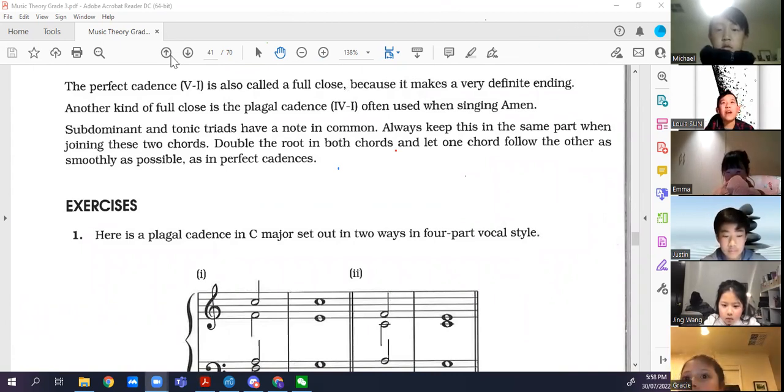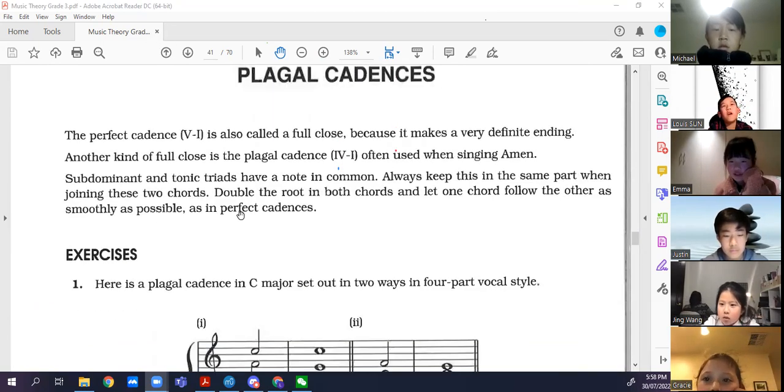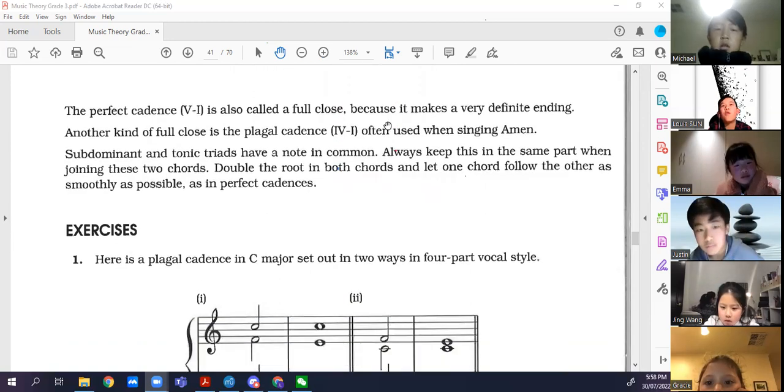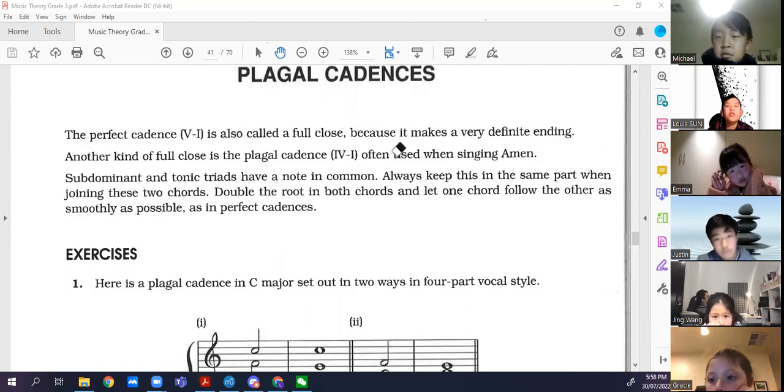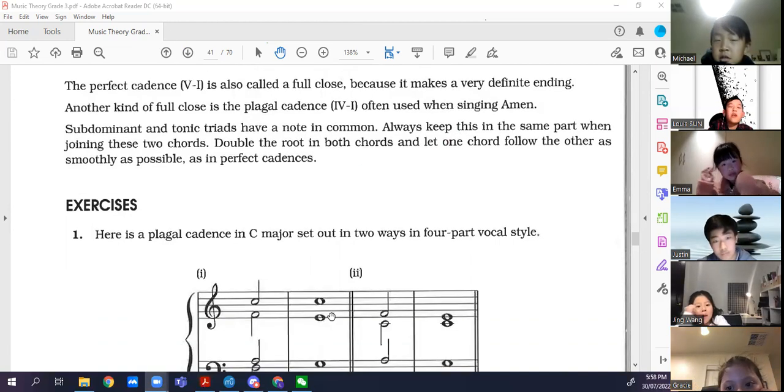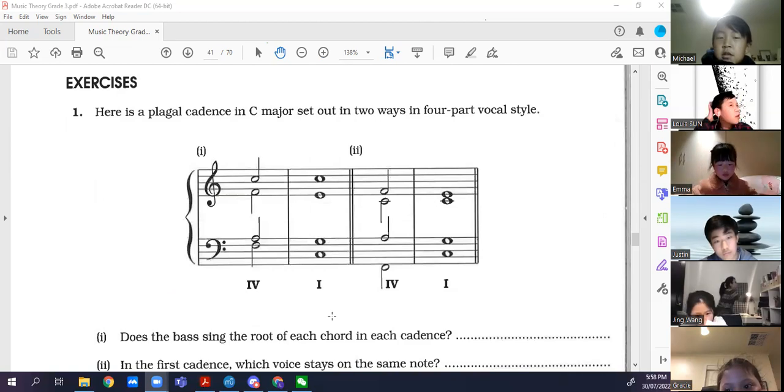A plagal cadence is not like a full stop cadence, but instead of chord 5 to chord 1, it's chord 4 to chord 1. Subdominant triad to tonic triad. So, I dare say plagal cadences are probably a lot easier than perfect cadences.